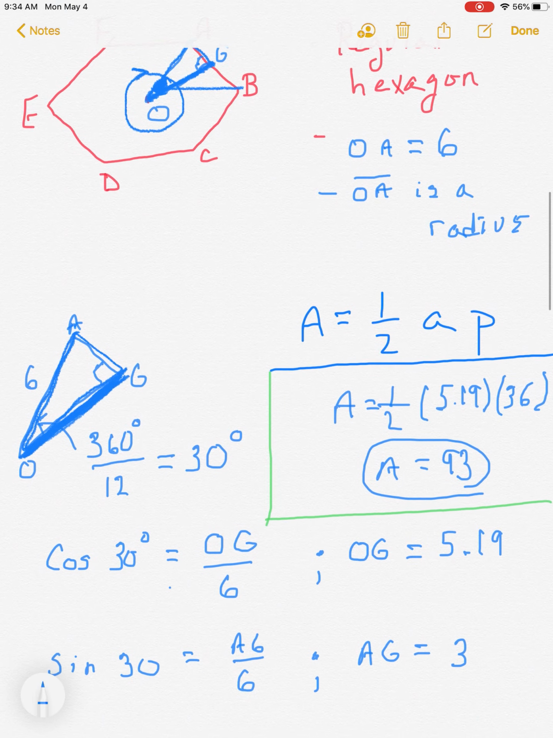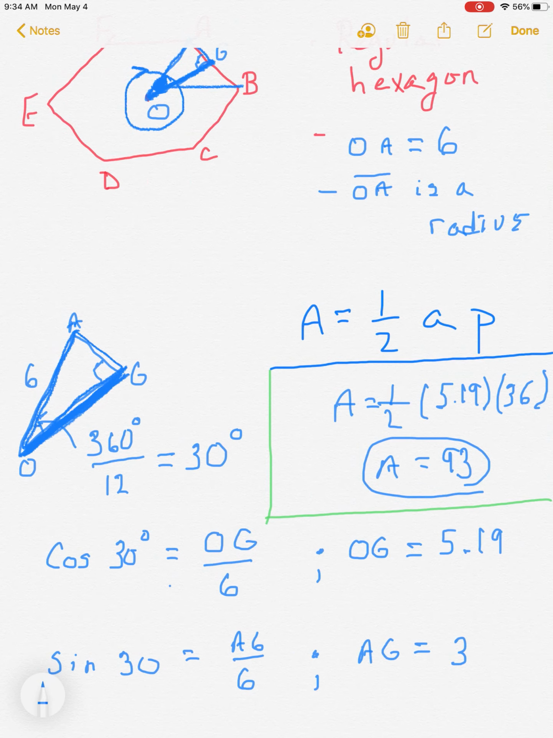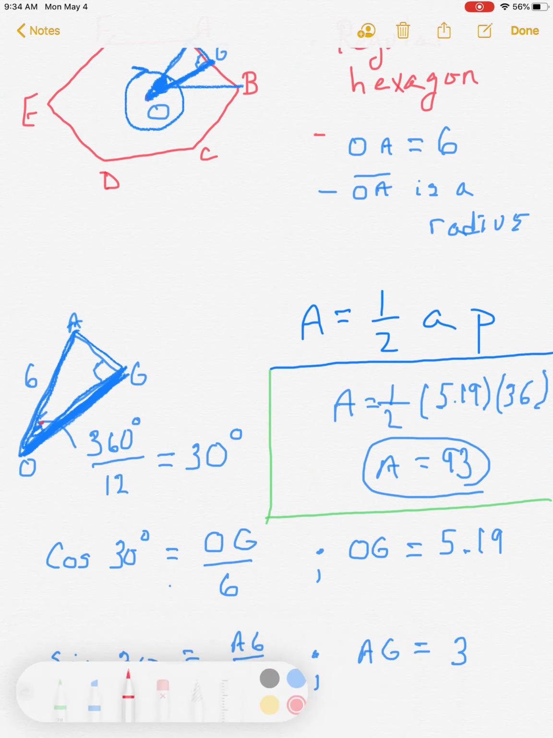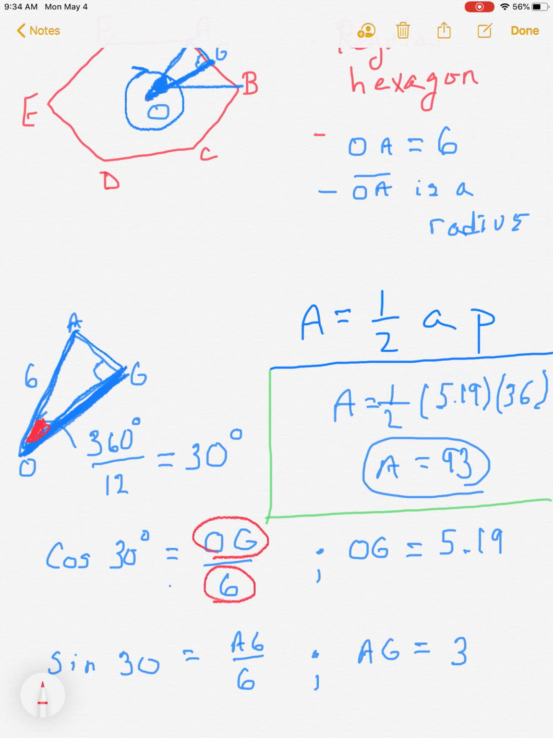So cosine of 30 degrees, cosine of this angle up in here, and let me show that in red just a moment. Cosine of this angle here in red is equal to the adjacent side, OG, divided by the hypotenuse 6. Doing the trig, I will find that OG has a length of 5.19. So that's my apothem, 5.19.